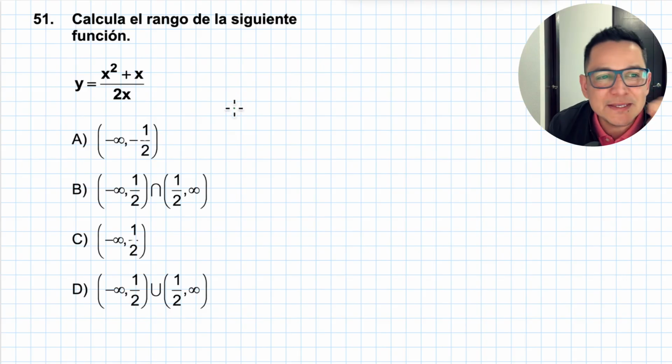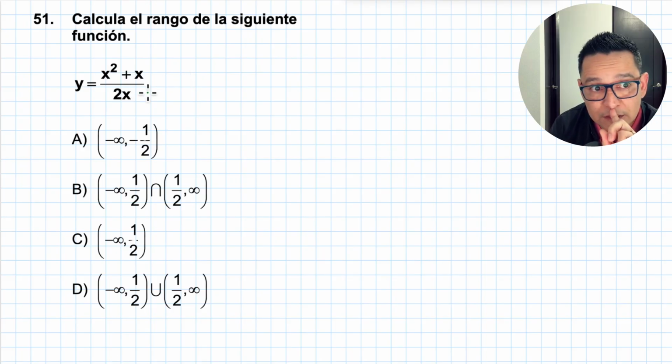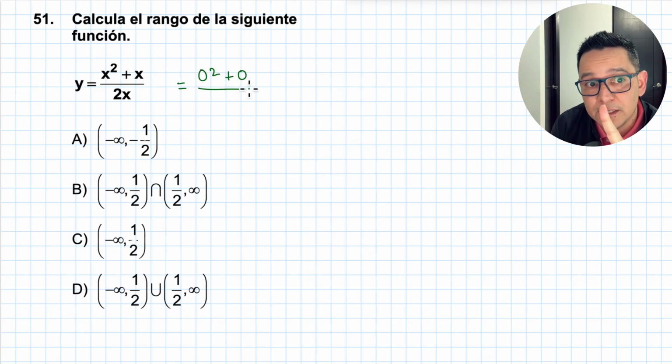Let's see. Start thinking. What is the value that I can't assign to x? When can't I assign a value to x? Well, I can't assign a 0, right? Because if I put 0, I'd get 0 squared plus 0, divided by 2 times 0. So if I plug a 0 into x, I'd get 0 squared plus 0, which is 0, divided by 2 times 0, which is 0. And this is an indeterminate form.